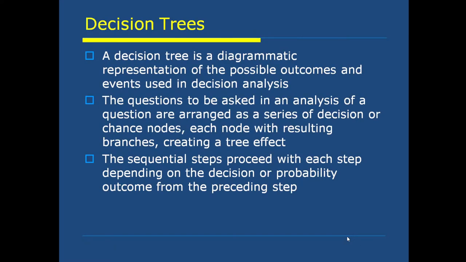A decision tree is a diagrammatic representation of the possible outcomes and events used in decision analysis. The questions to be asked in analysis of the question are arranged as a series of decision or chance nodes, each node with resulting branches creating a tree effect. The sequential steps proceed with each step depending on the decision or probability outcome from the preceding step.